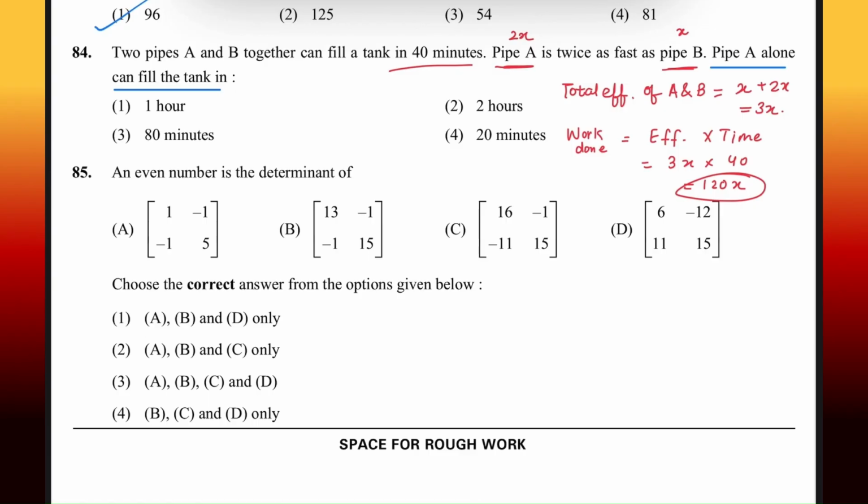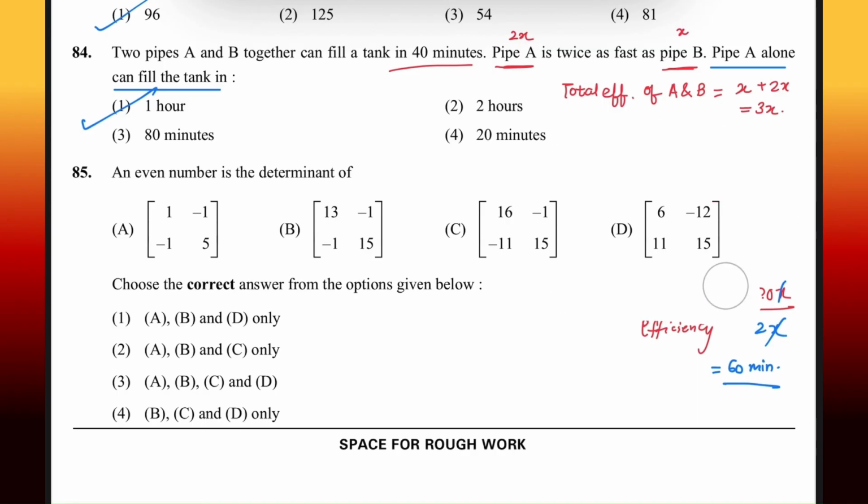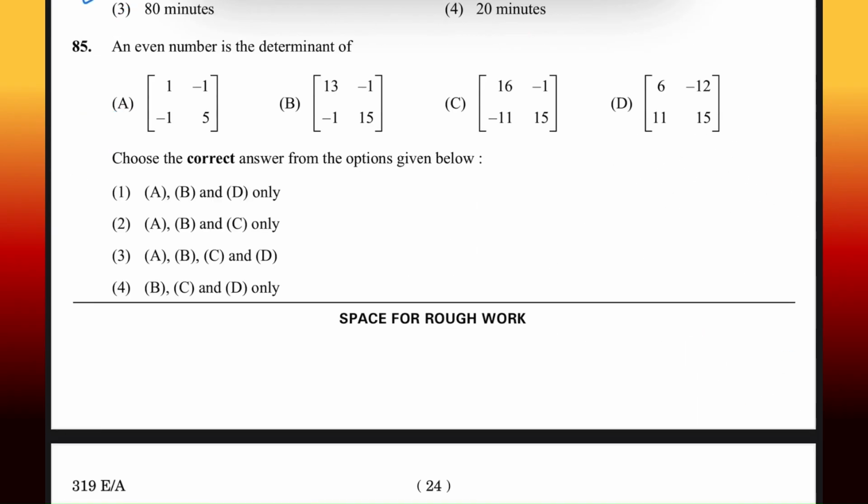So what is the formula for time? It is work done by efficiency, so time is given by work done divided by efficiency. What is the work done? 120x. What is the efficiency of A? We have already let it be 2x. So when you divide by 2x, x cancels out and you get 60 minutes. So 60 minutes equals 1 hour. So option A should be the correct answer for this question. An easy question from time and work. Next question is from determinants.